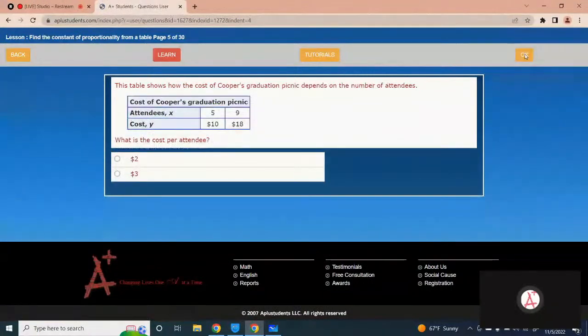This table shows how the cost of Cooper's graduation picnic depends on the number of attendees. So you have to divide y by x. So it would be 10 divided by 5 is 2. Very good. 5 times 2 is 10 and 9 times 2 is 18. So it is 2. Just select the correct option and click on the OK button.